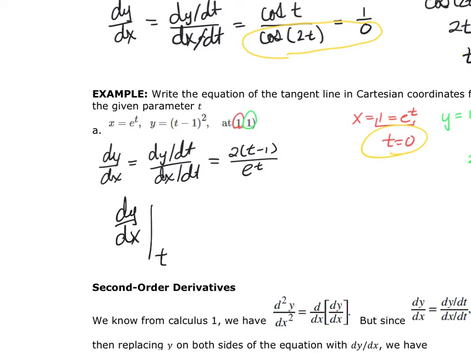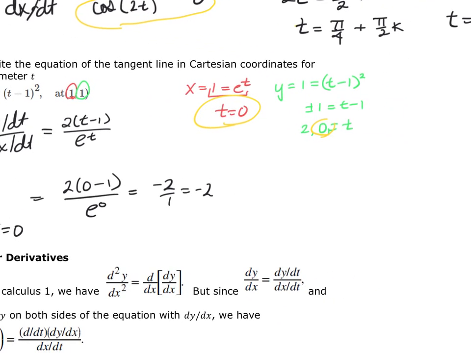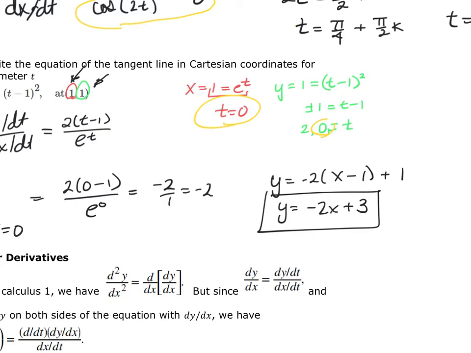When we evaluate it at t equals 0, that gives me 2(0) minus 1 over e to the 0, which is negative 2 over 1, or in other words, negative 2. I want the equation of the tangent line, and I just found the slope. So y is equal to negative 2 times (x minus my x1) plus my y1, and so I've got y is equal to negative 2x plus 3, and that is my final answer.